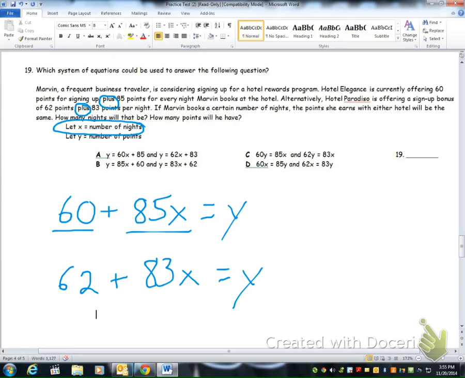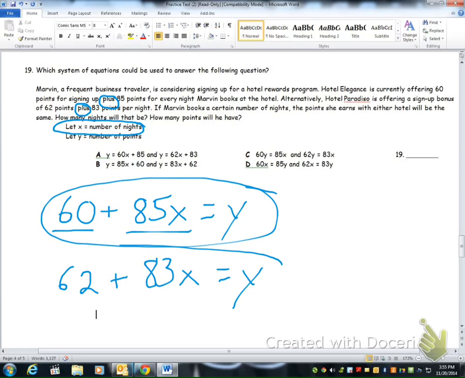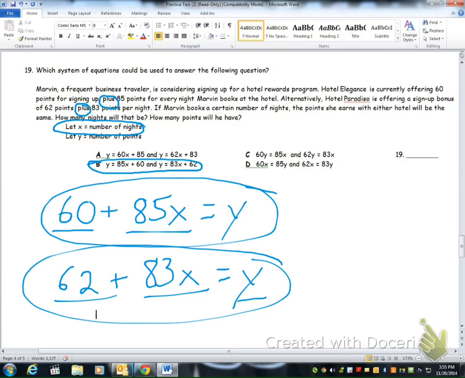If we look at B, we've got y equals 85x plus 60. Well, that's that equation, just rearranged. First the y, then the 85x, then the 60. But everything has the correct signs. And the other one is y equals 83x plus 62. Once again, that's just y equals 83x plus 62. So same equations, just reverse order. So that means that B is the solution for number 19.